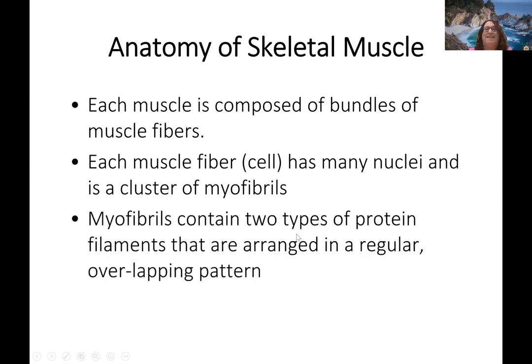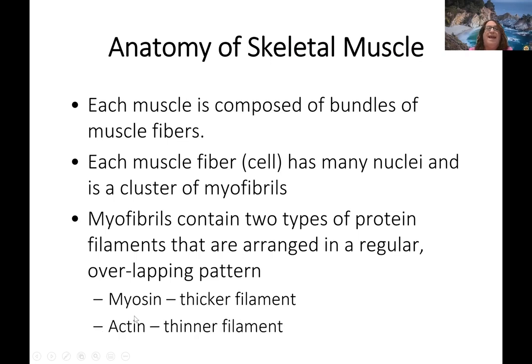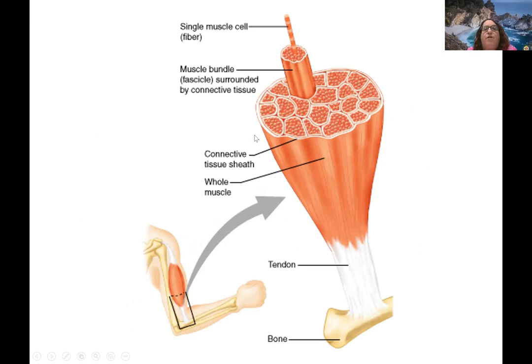Myofibrils have two key types of proteins that basically have an overlapping pattern. This is what causes the striations on the skeletal muscle. One of those is myosin. Myosin is the thicker filament, and actin is the thinner filament. So here in the muscle, you can see how we have all of these little individual bundles, and when we pull out and look at one bundle in particular, we can get a single muscle fiber.